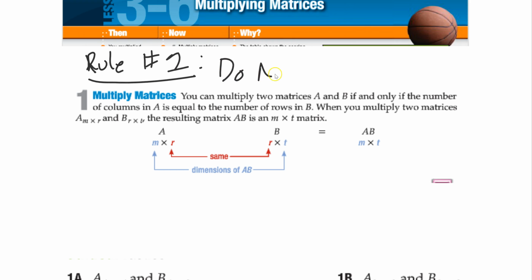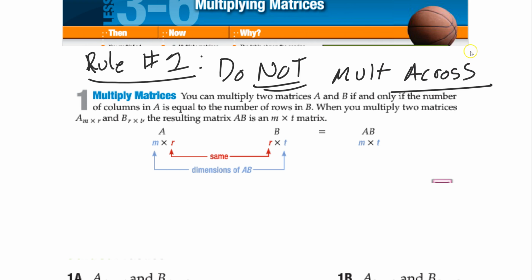Do not multiply corresponding parts. I'll just say multiply across. Do not do that. So again, that is not what you want to do. Multiplying matrices is a lot more complicated. We have to find things that match and then multiply accordingly.